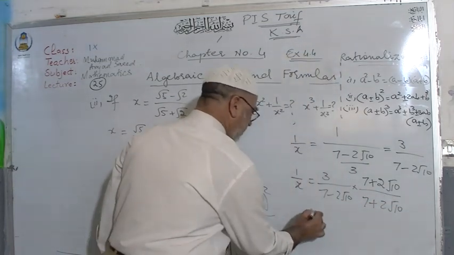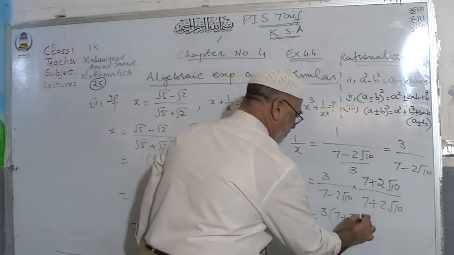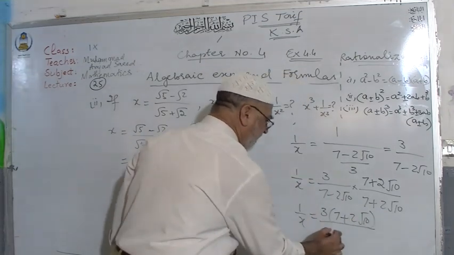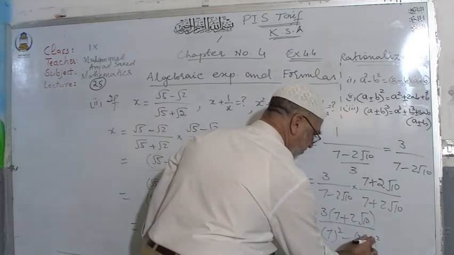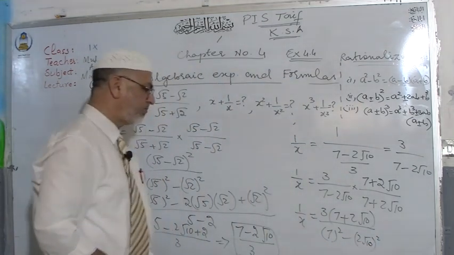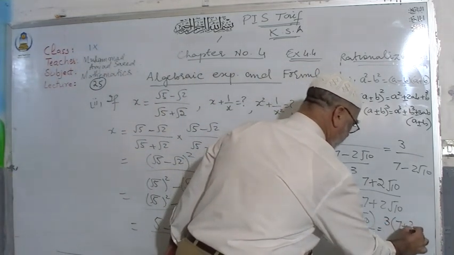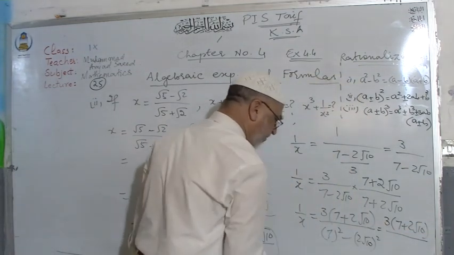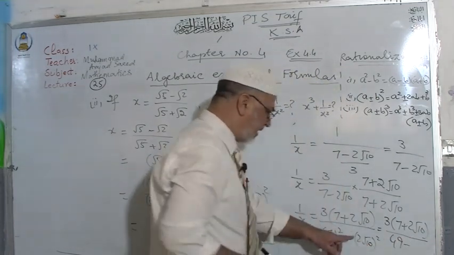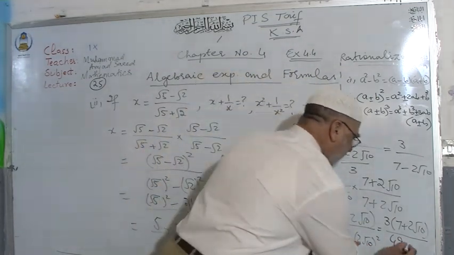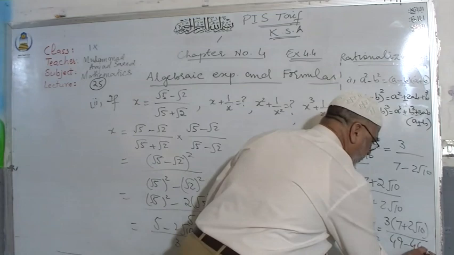under root. 1 over x, numerator is 3 into 7 plus 2 into 10 under root divided by first square minus second square. You will have 3 into 7 plus 2 into 10 under root divided by 7 square is 49 minus 2 square is 4, and 10 under root means square and square root cancelled out, you are left with 10.